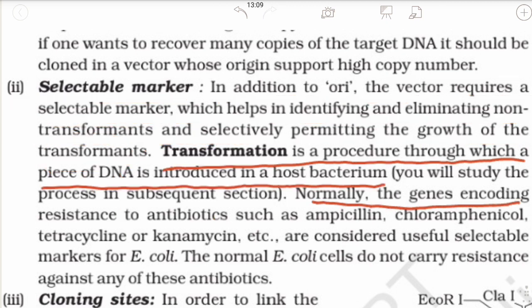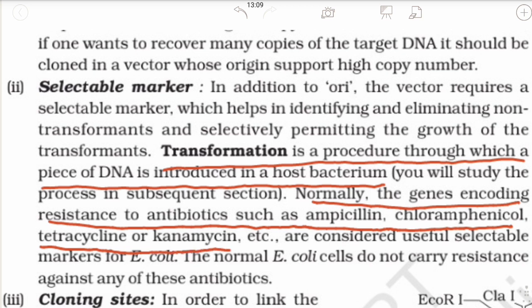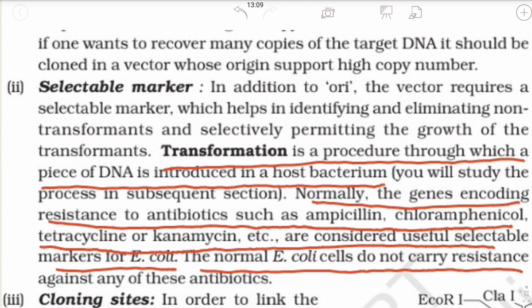Normally, the genes encoding resistance to antibiotics such as ampicillin, chloramphenicol, tetracycline, or kanamycin are considered useful selectable markers for E. coli. The normal E. coli cells do not carry resistance against any of these antibiotics. These genes will help to select the recombinants over the non-recombinants. So antibiotic resistance genes such as ampicillin resistance and tetracycline resistance serve as selectable markers.